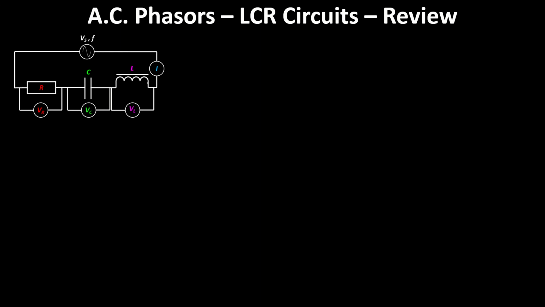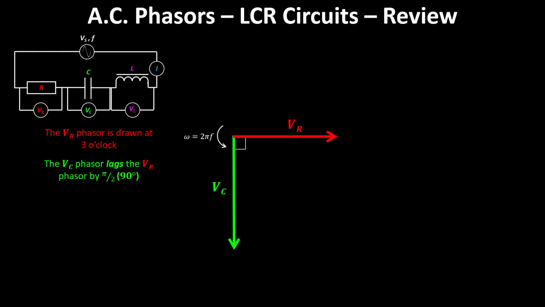If we've got an LCR circuit like this one, with an inductor, a capacitor, and a resistor, we can represent the voltages across it with phasors. We start with our resistor phasor drawn at the 3 o'clock position, just by convention, and it rotates anti-clockwise with an angular velocity of 2 pi times the frequency, the source power supply frequency. The capacitor voltage always lags the resistor voltage by pi over 2, 90 degrees, and the inductor voltage always leads by pi over 2, 90 degrees.